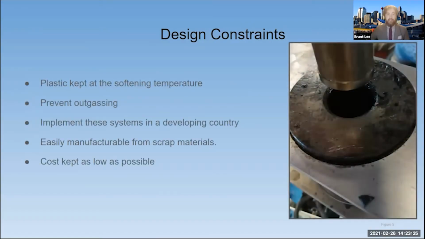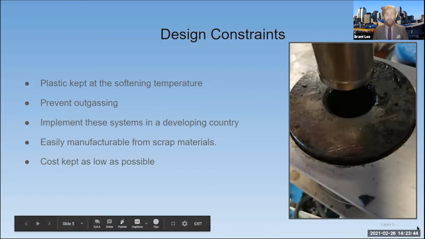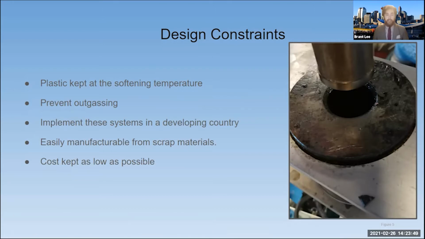As far as our design constraints go, the main issue that I wanted to point at was safety, that when plastic is heated to a point at which it is melted, it actually outgasses carcinogenic and toxic fumes. And so that's the main issue of our design constraints, is remedying that. So we need to keep it at a softening temperature without getting completely molten, because if it does, it could become very deadly to anyone around it or near it if they don't have proper ventilation. So for implementing these systems in a developing country, they also need to be easily manufacturable from scrap materials, and the cost needs to be kept as low as possible.